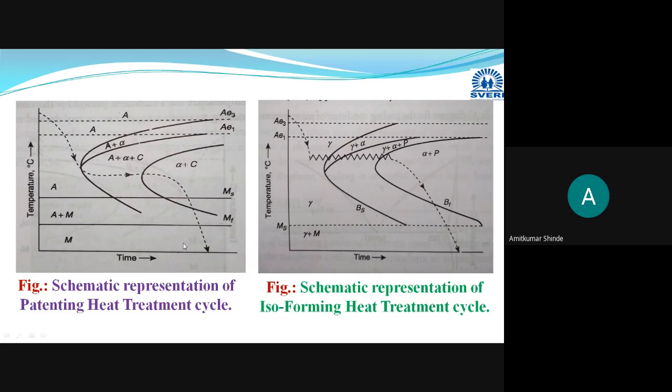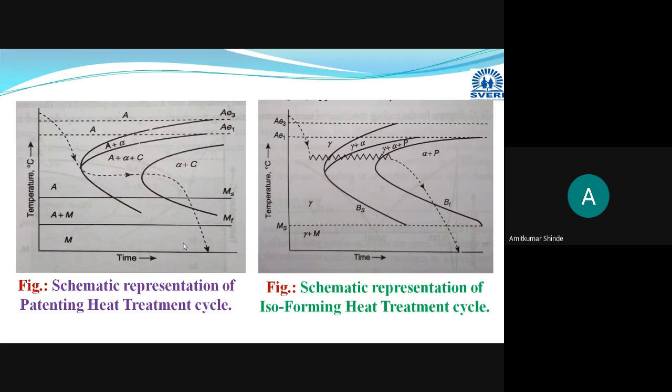So in this lecture we have completed this part: why the hardening process is conducted, then how the hardening process is conducted with the different stages, that is heating cycle, holding time, and cooling cycle. And which type of critical cooling rate you have to select, then why the temperature zones are above A3 for hypoeutectoid steels and above A1 for hypereutectoid steels.